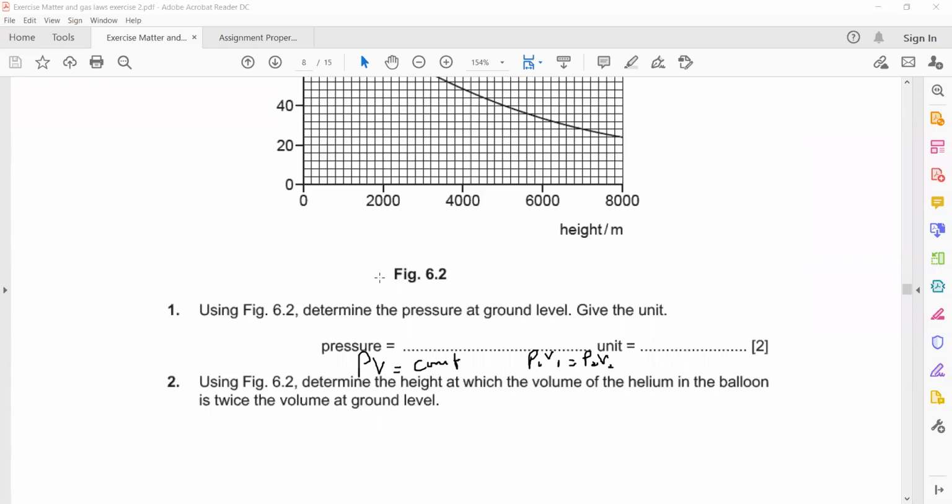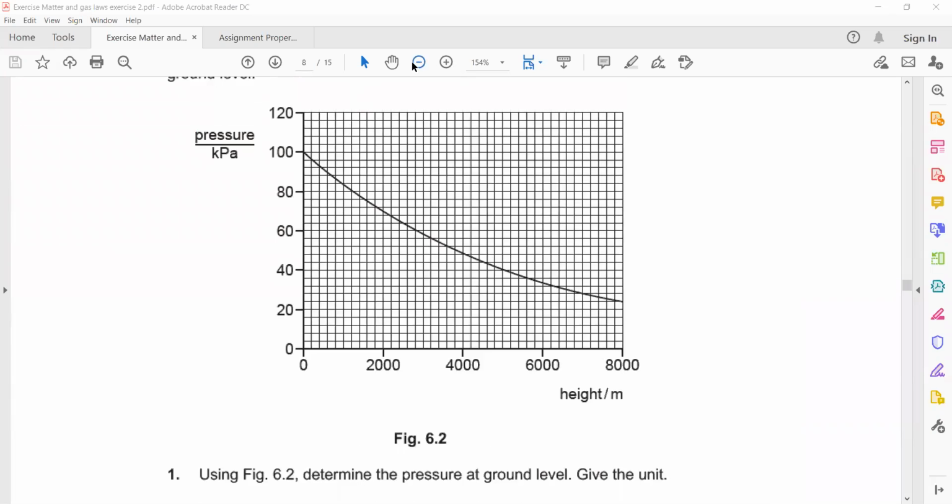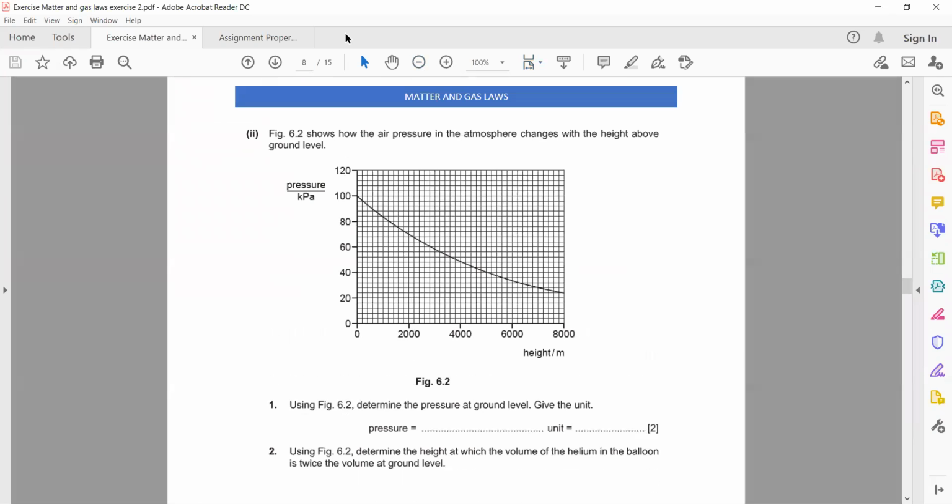Use the figure to determine the pressure at ground level. So when it is at ground level, the height is 0. So when the height is 0, what is the pressure? 100 kilopascal or 100,000 Pascal. Use the figure to determine the height at which the volume of the helium balloon is twice the volume at ground level.